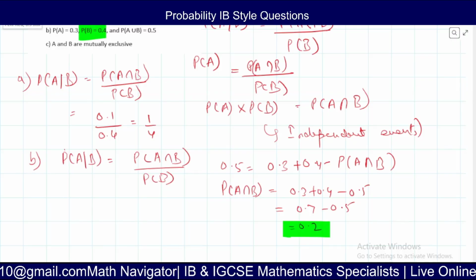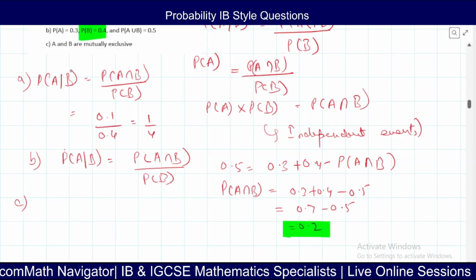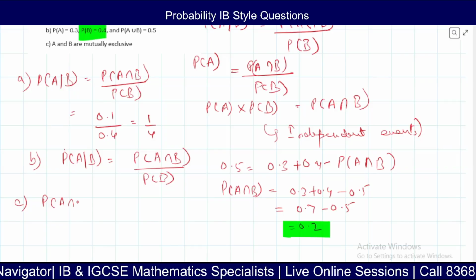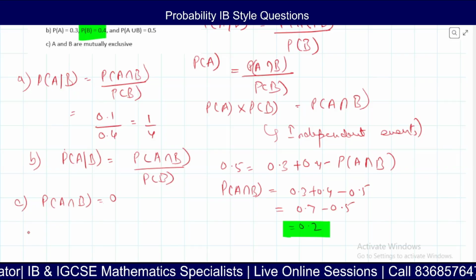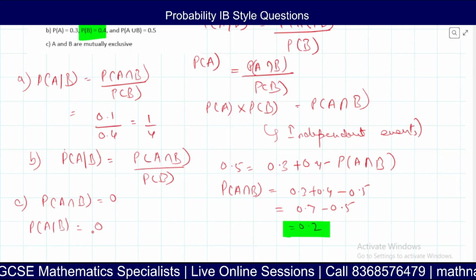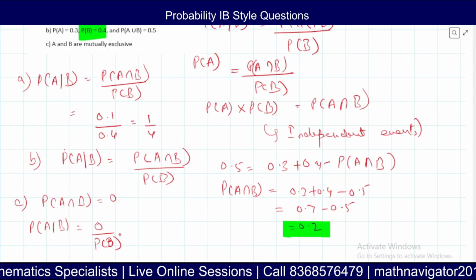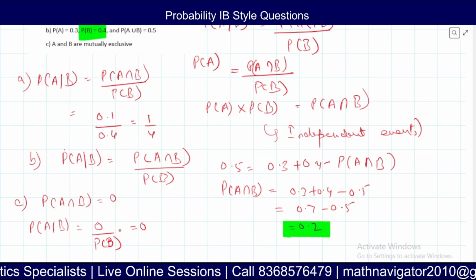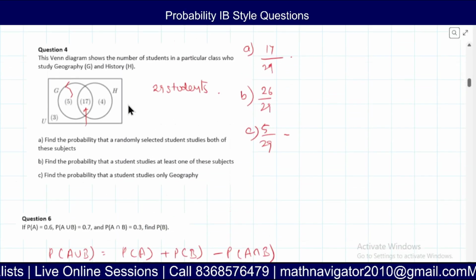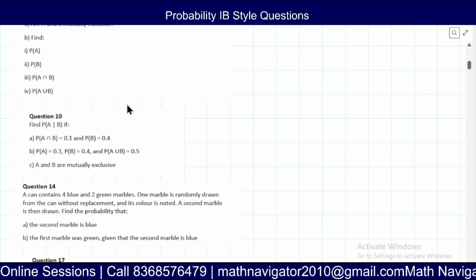So let's move to part C. A and B are mutually exclusive means probability of A and B is equal to 0. So probability of A given B is equal to probability 0 over probability of B, right? This is C. Clear? So this question is done. Let's move to the next question.